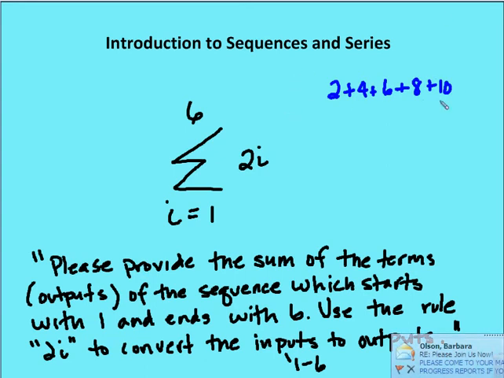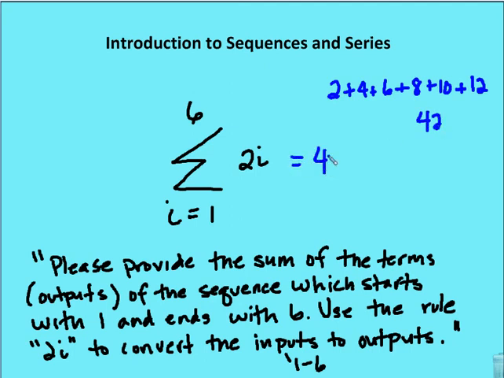And then my last input is going to be 6. So I end up with 12 as my last term. And now I'm going to add these all together. I get 2 plus 4 is 6, 6 plus 6 is 12, plus 8 is 20, plus 10 is 30, plus 12 is 42. So the answer to this is 42. And this is called summation notation.